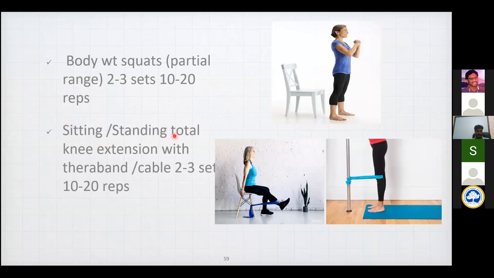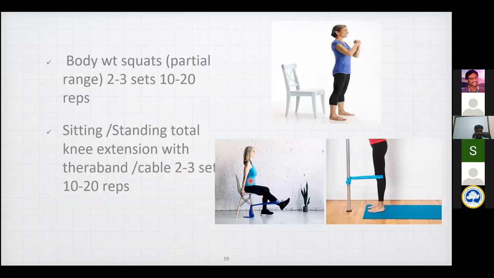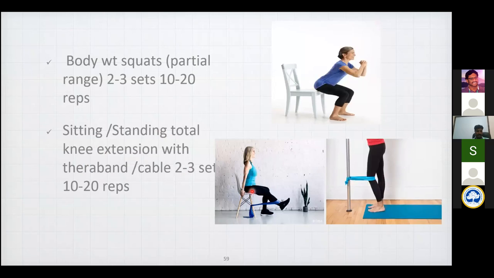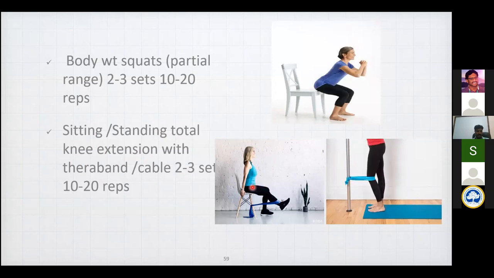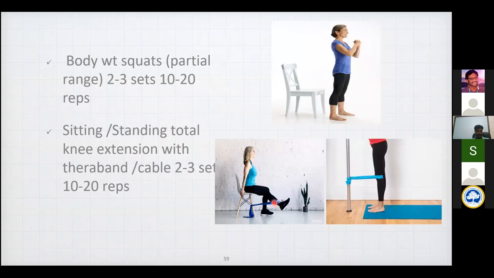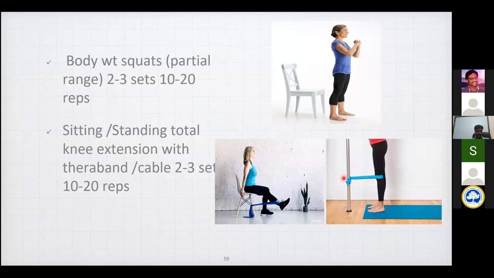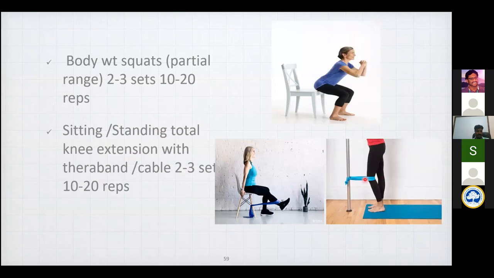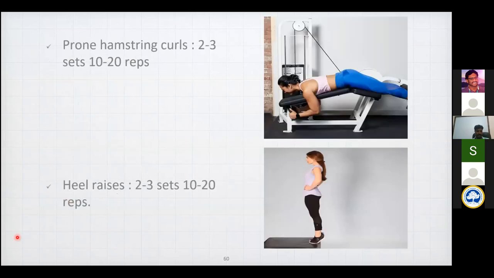Sitting and standing, terminal knee extension with TheraBand or cable. So this is sitting, again, core contraction, glutes. In every exercise, we have to contract the core and the glutes, and the body is stable, and then we have to contract the specific muscle that we are isolating and reinforcing. So here we have to make sure that the patient is contracting the quadriceps and squeezing their quadriceps and doing the movement. We can also do it in a cable. Here, this is the end range extension in standing. Next slide.